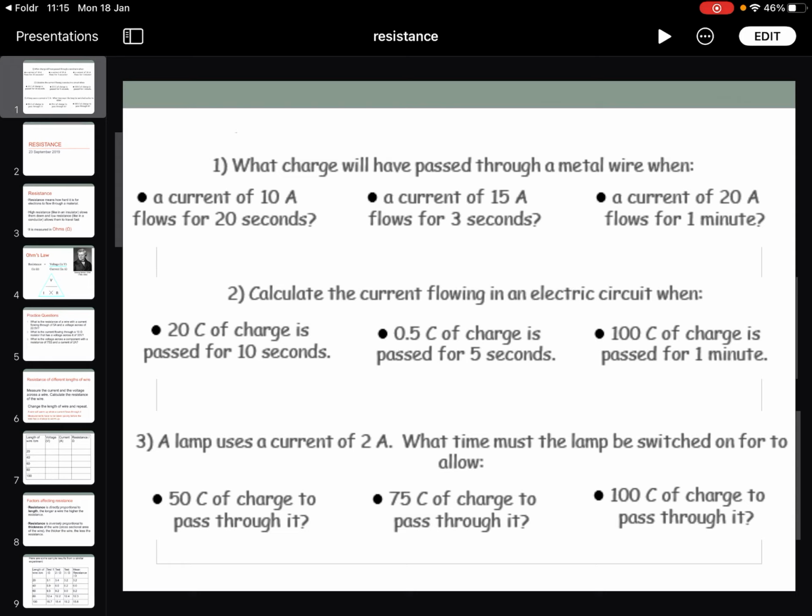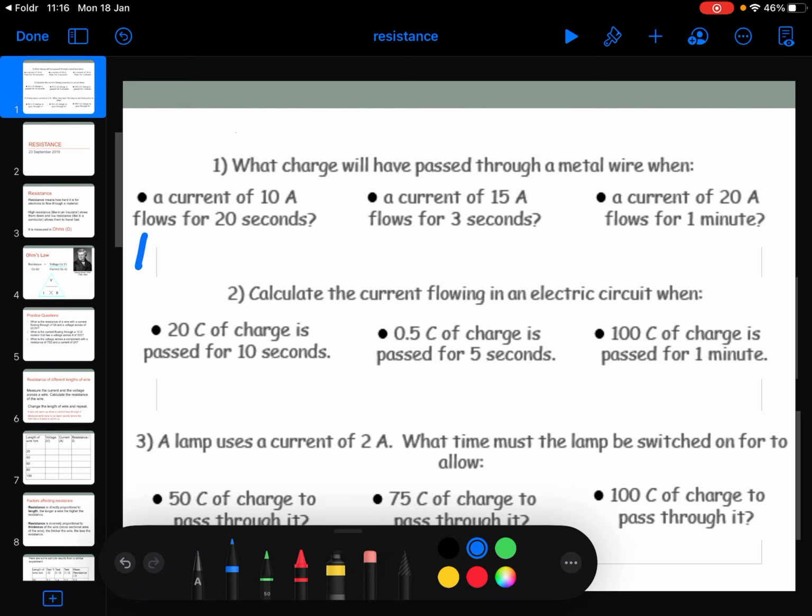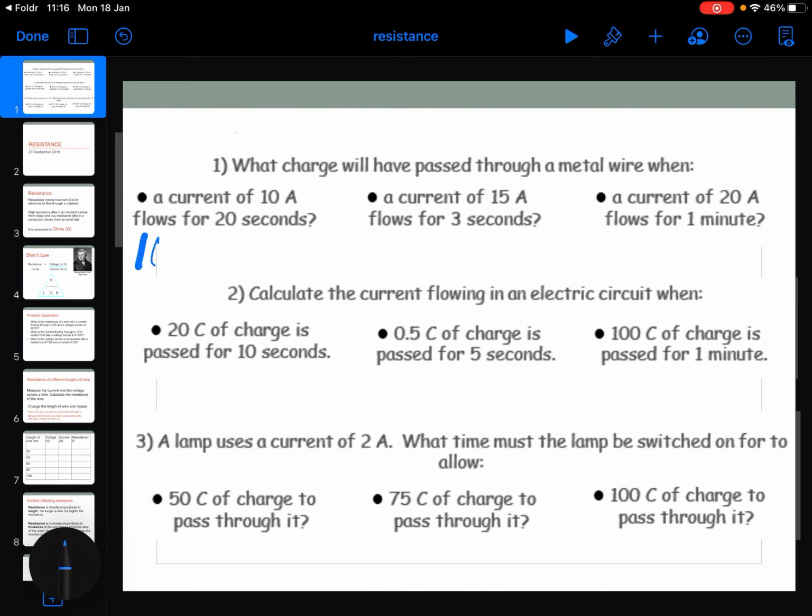Okay, assuming everyone's had a go at those practice questions, let's go through answers together. Let's hope my pencil is charged enough. Question number 1, you're working out charge. So you are going to do current times time each time. Q is I times T. So current of 10 flows at 20 seconds. Oh, helps if I press edit. Yes, there we go. Now let's just make it thinner. Okay, so 10 times 20 equals 200, and it's charged, so it's measured in coulombs.